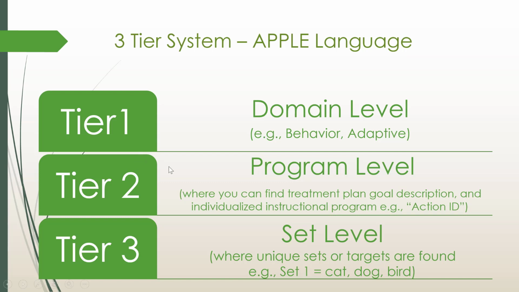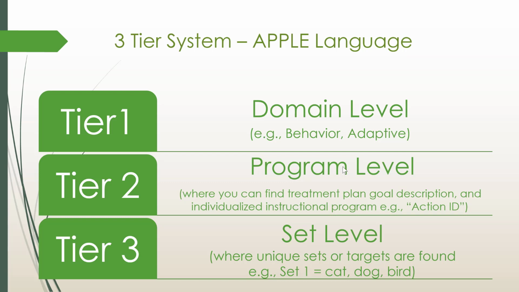Tier 2 is where we'll find the program level. So those individualized programs that used to be in paper notebooks that have the SD, the behavior, the consequence, the prompt, the teaching narrative, all those different things will be found at this level. You'll also be able to find the treatment plan goal description as if it were in a treatment plan separately.